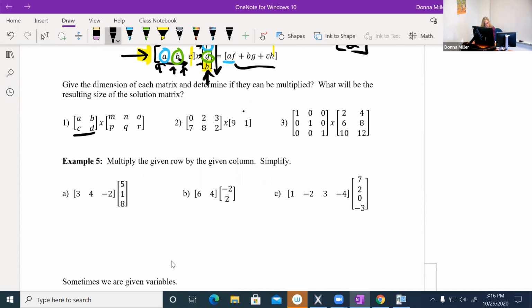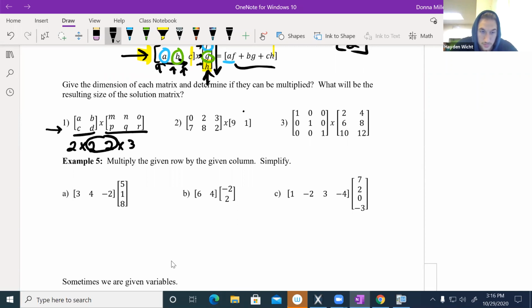How many rows? 2 by 2, 2 rows and 2 columns, right? What about this next guy? So 2 by 3. Can I multiply them? Yes. The result is a 2 by 3, right?